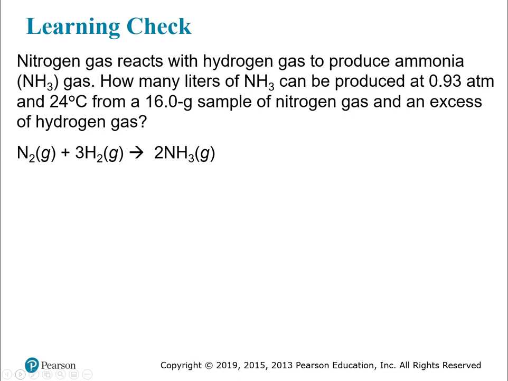Nitrogen gas reacts with hydrogen gas to produce ammonia gas, which is NH3. How many liters of ammonia can be produced at 0.93 atmospheres, 24 degrees Celsius, from a 16-gram sample of nitrogen gas and excess hydrogen gas? Let's pull out some important information. How many liters? That means that we're figuring out a volume. We're told the pressure and temperature and the amount of nitrogen gas. So we need to find the volume of NH3 gas produced.